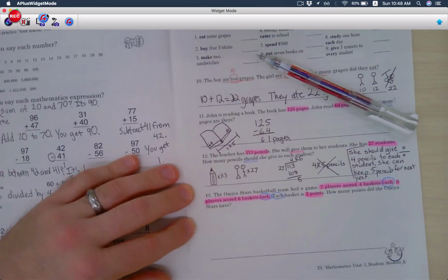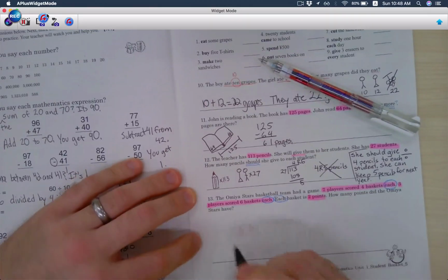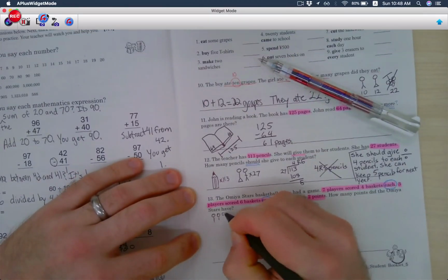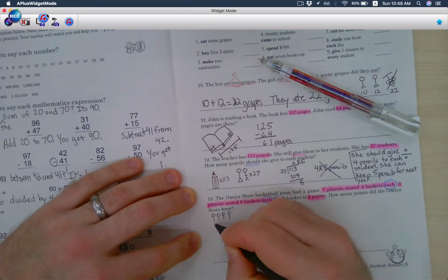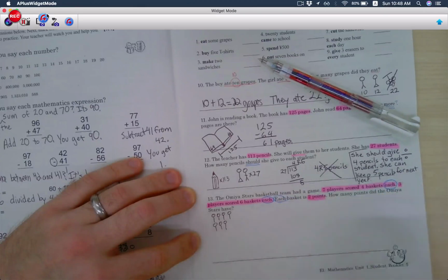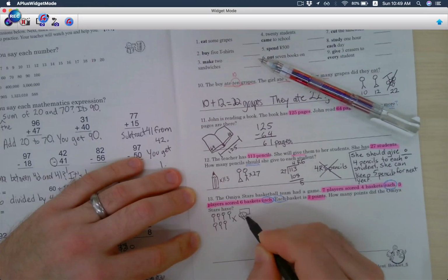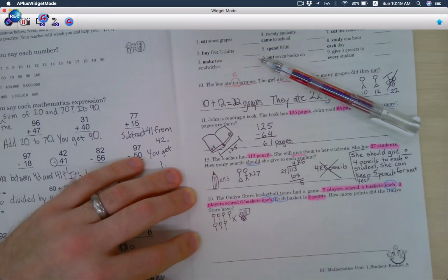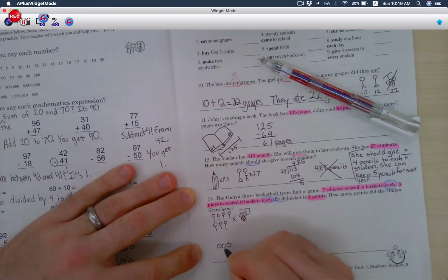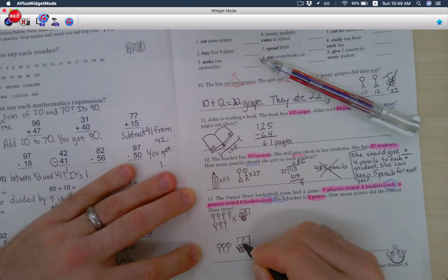Now I'm ready to do my work. I see that there are 7 players. So 1, 2, 3, 4, 5, 6, 7. 7 players, and each of them scored 4 baskets. And there were 3 players, 1, 2, 3, and these players scored 6 baskets each.